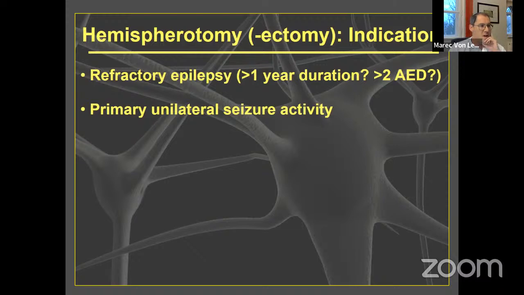We have primarily unilateral seizure activity. We have refractory epilepsy. It's quite discussable to say we wait for 1 year and we try 2 different anti-epileptic drugs, which is the common thing for refractory epilepsy, to start thinking about epilepsy surgery. I think with a very large hemimegalencephaly and severe epilepsy, you can start thinking about epilepsy surgery quite soon after birth in some babies.